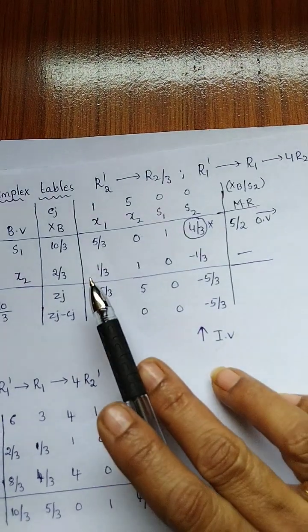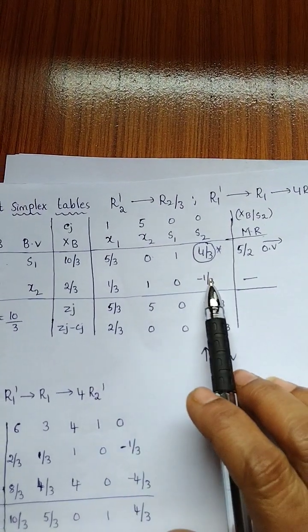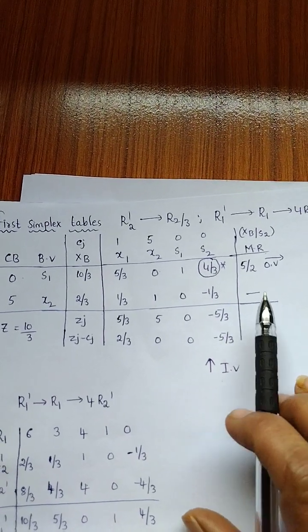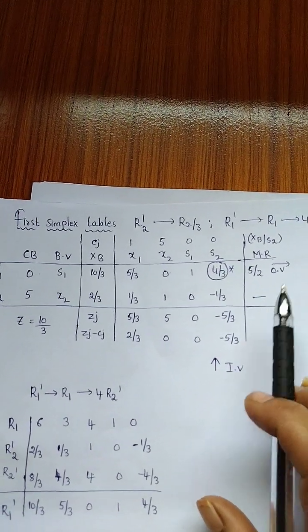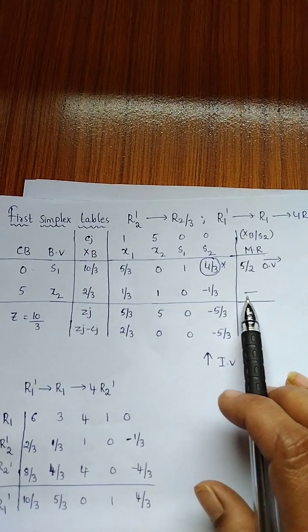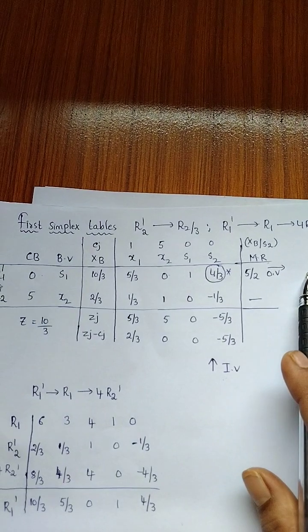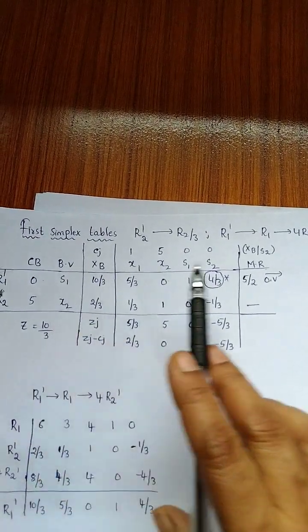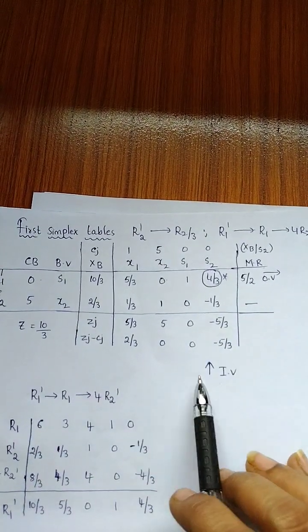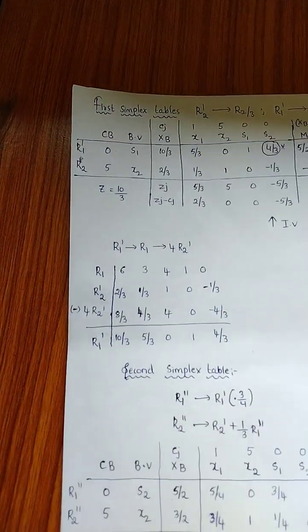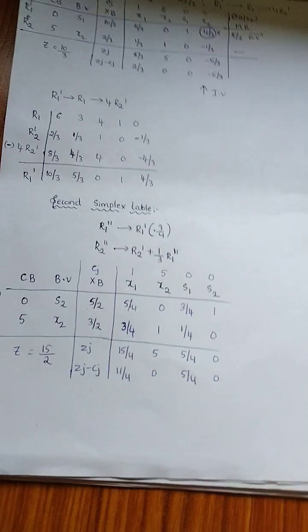And what is the next one? 2 by 3 by minus 1 by 3. I already told you that no negative values and 0 values will be considered in the minimum ratio. So, just make it as a dash. So, this is your outgoing variable, where S1 is the outgoing variable. And what is the incoming variable? S2. That is in a new table we are going to write that.